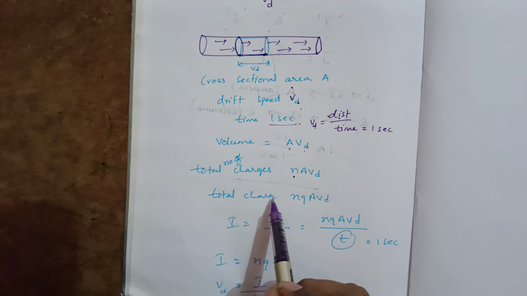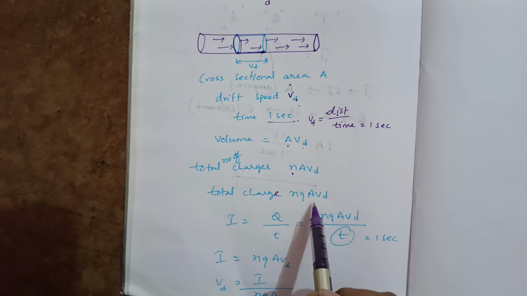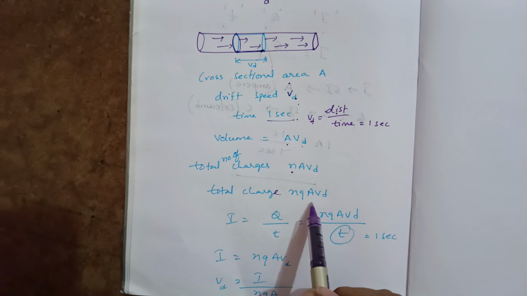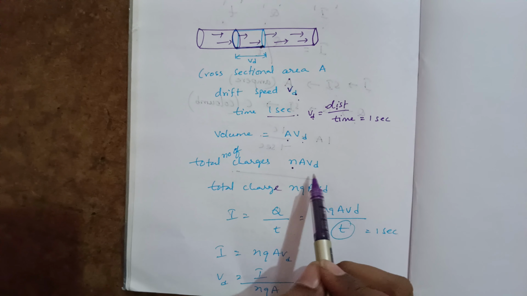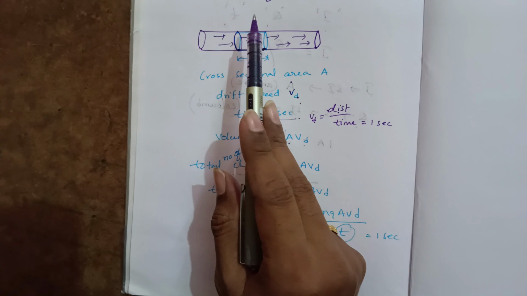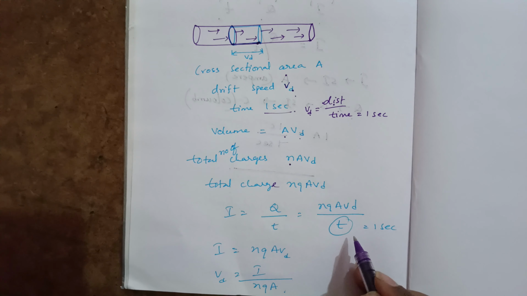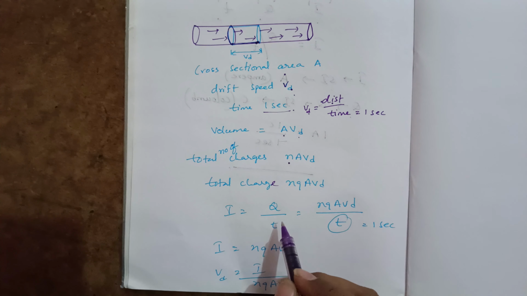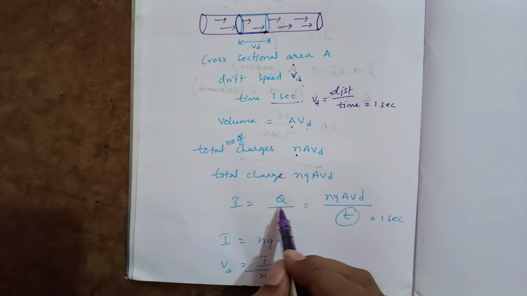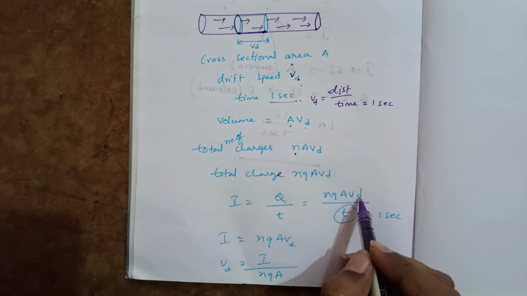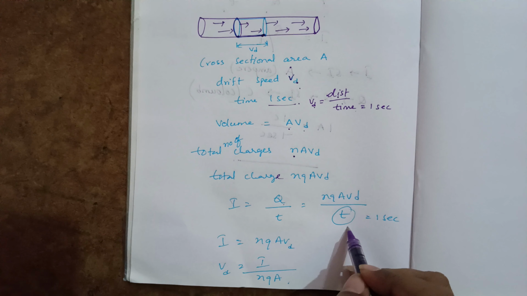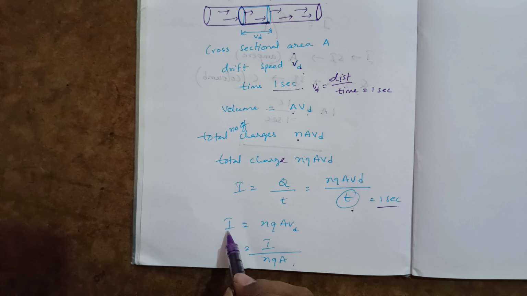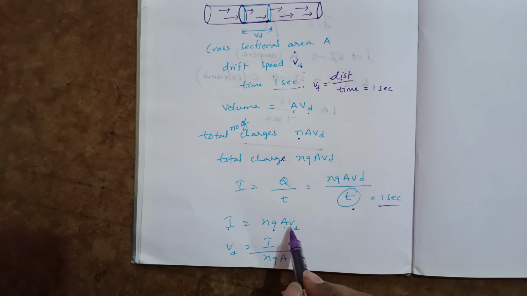Then the total amount of charge is NQAVd, each charge being Q. Now this charge crosses the cross section in a time t. Then I equals Q by t, electric current equals charge by time. Q, the total charge, is NQAVd, by time t, which is 1 second. Then I equals NQAVd.